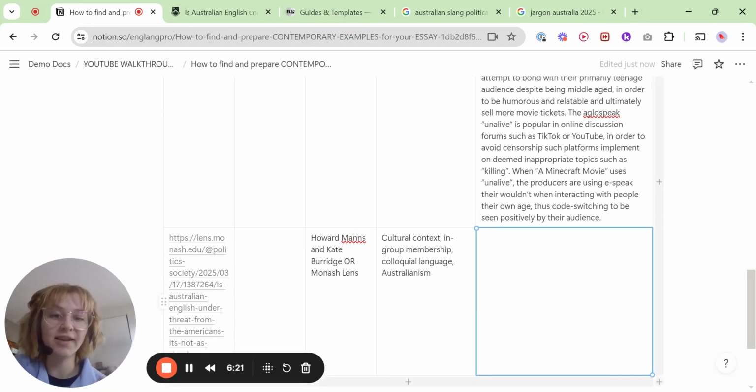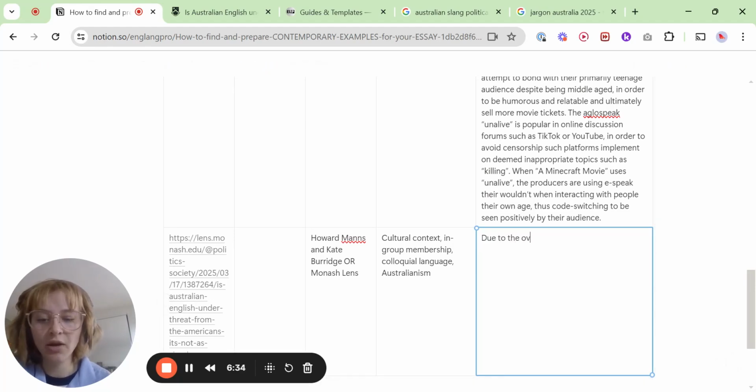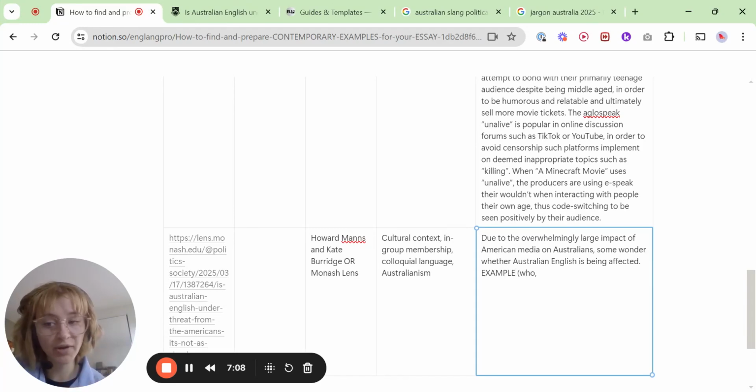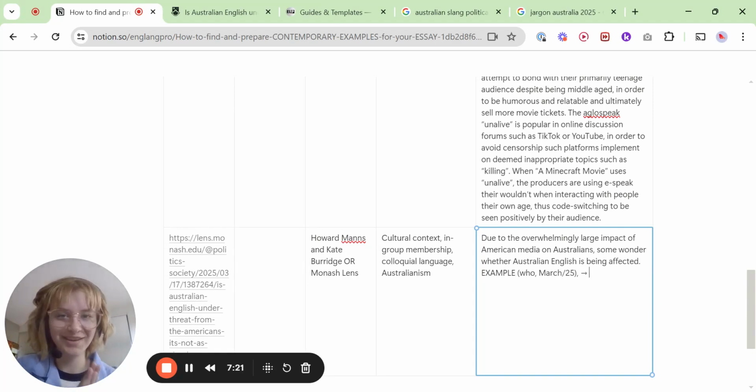And then you guys need to analyze it. So for me, I'm thinking, when am I more likely to use something from this article? And it's probably to do with Australian language. So I could say something like, due to the overwhelmingly large impact of American media on Australians, some are worried, some wonder whether Australian English is being affected. And then you're going to give example, who, which is Monash Lens, or the authors, who, when, so it was a month ago, so it'll be March 25. And then analysis, which I'm going to leave to you guys.